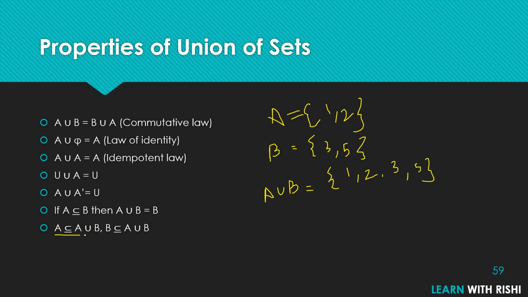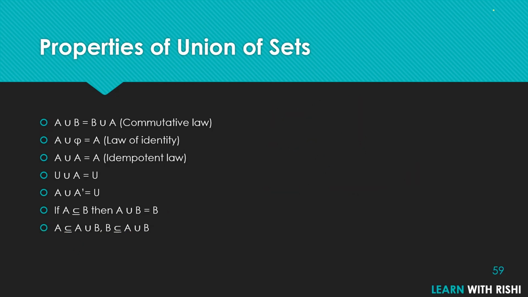Now, A is a subset of A union B. It means all elements present in A are present in A union B. So every element, these are two elements, 1 and 2, they are present in A union B. Yes, so this is right. B is a subset of A union B. It means every element in B must be present in A union B. So my two elements 3 and 5, they are present in A union B also. So B is also a subset of A union B. So these were some properties of union of sets.